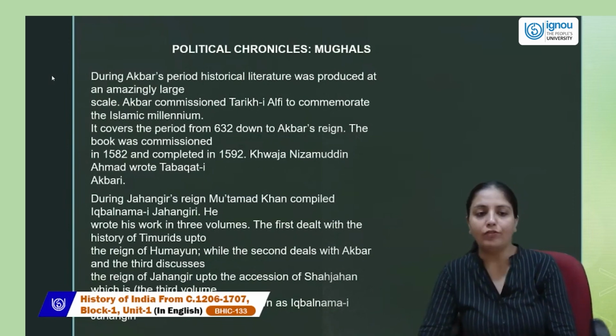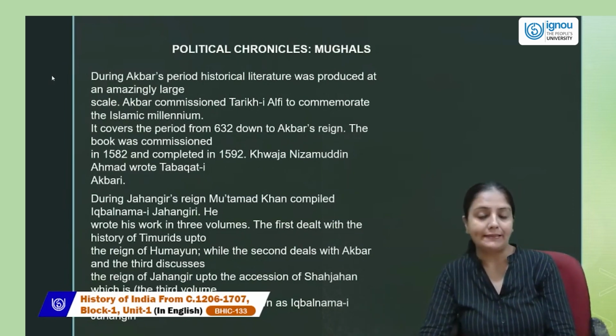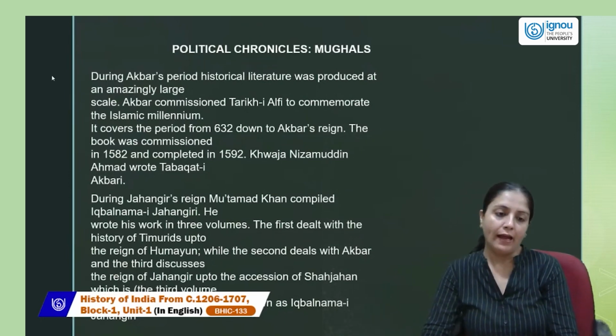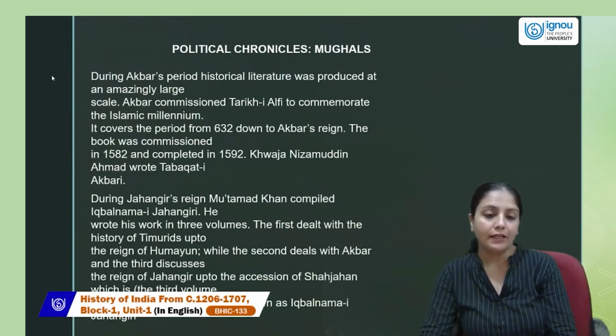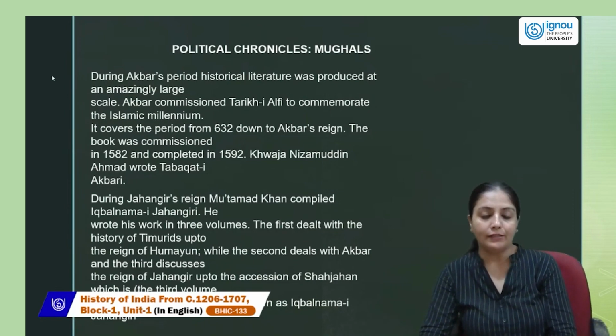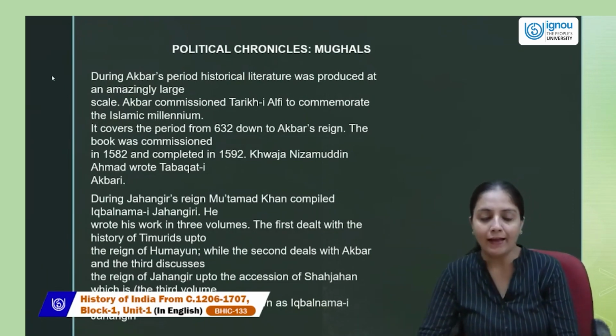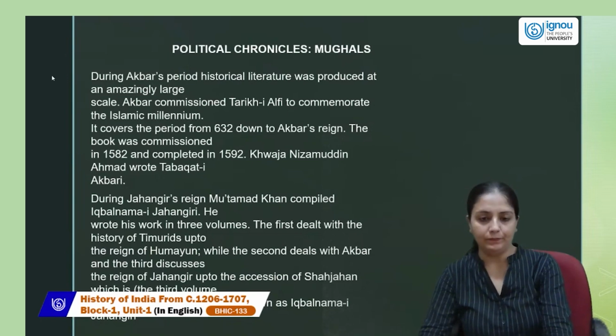The first deals with the history of the Timurids up to the reign of Humayun, while the second deals with Akbar, and the third discusses the reign of Jahangir up to the accession of Shah Jahan. Other two are rare. The third is popularly known as Iqbal-nama-e-Jahangiri.